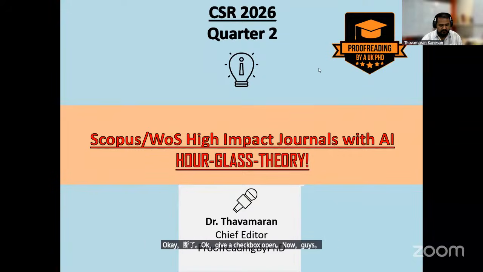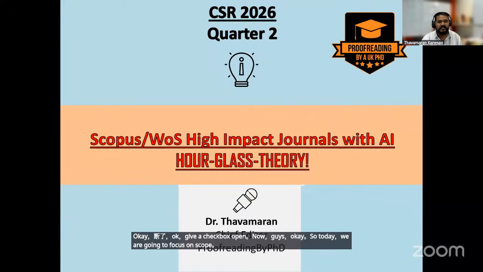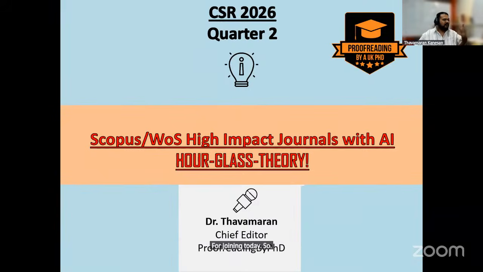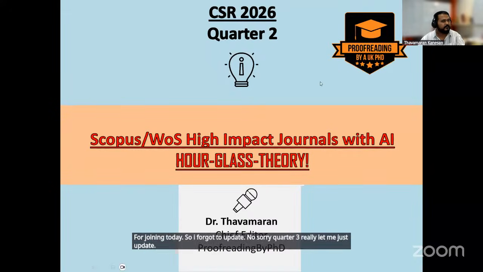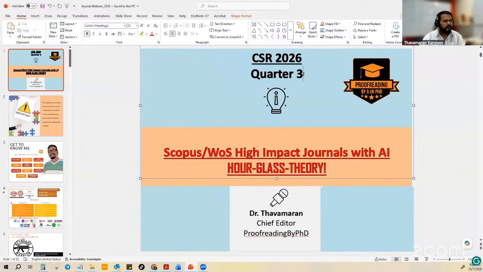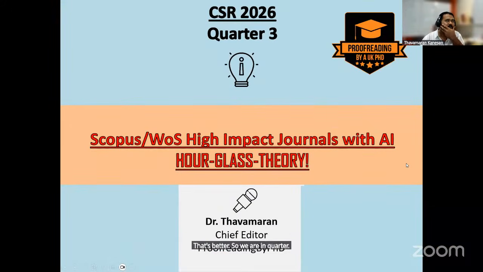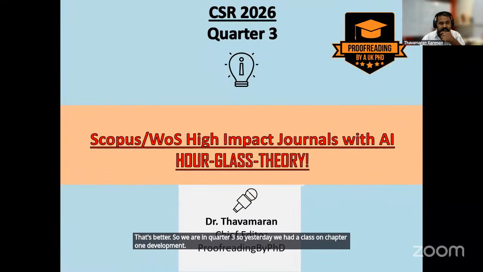Okay, so today we are going to focus on Scopus Web of Science High Impact Journals with AI and hourglass theory. Okay, so yesterday, thank you, Maxwell. No worries. Thank you, Emma, as well, for joining today. So, I forgot to update. Now it's already quarter 3 already. Let me just update that. Okay, that's better. So, we are already in quarter 3. So yesterday we had a class on chapter 1 development. All right. It was very good, very successful. A lot of people learned a lot of new knowledge, especially regarding AI and stuff.